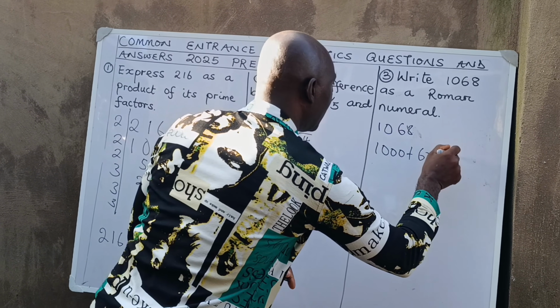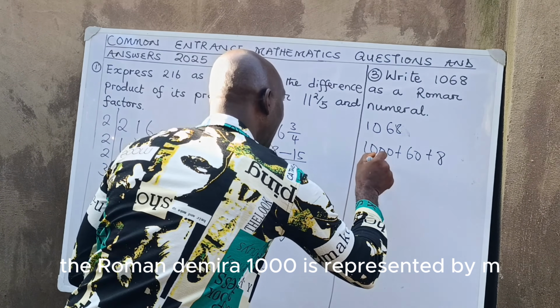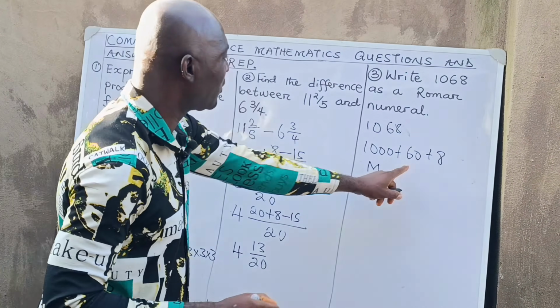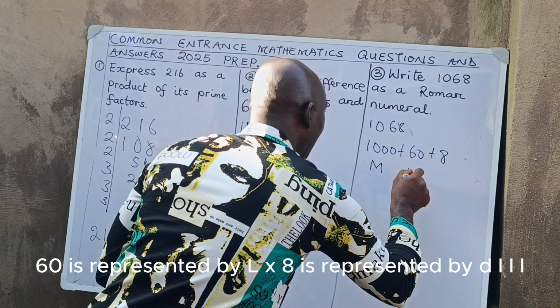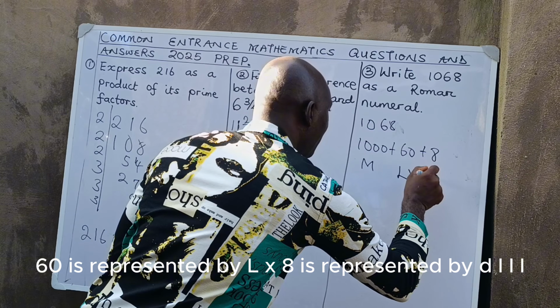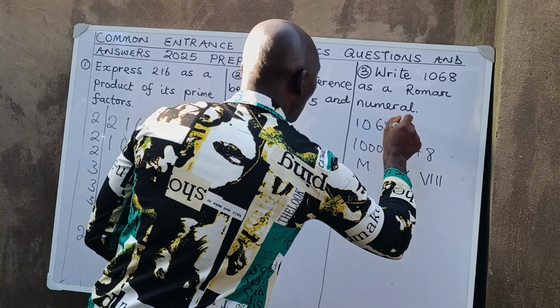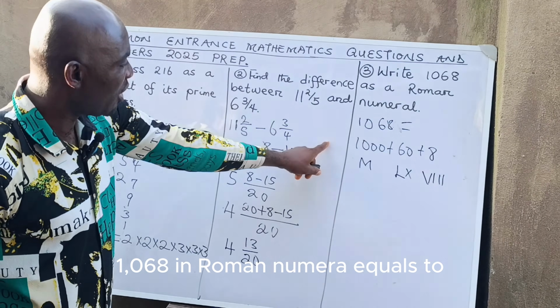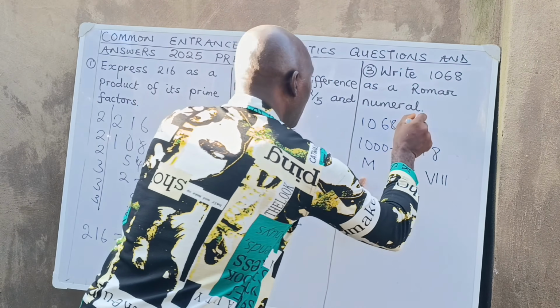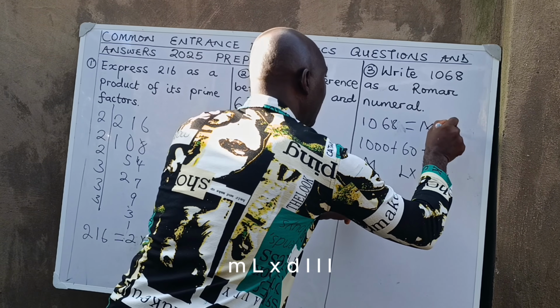plus 8. In Roman numeral, 1000 is represented by M. 60 is represented by LX. 8 is represented by VIII. Therefore, 1068 in Roman numeral equals MLXVIII.